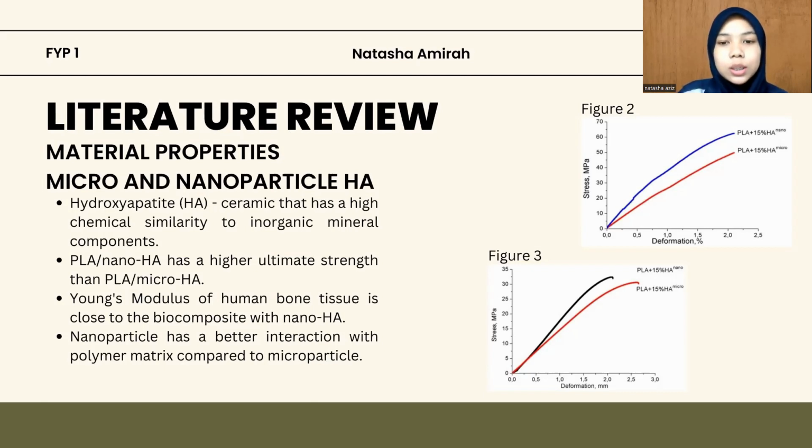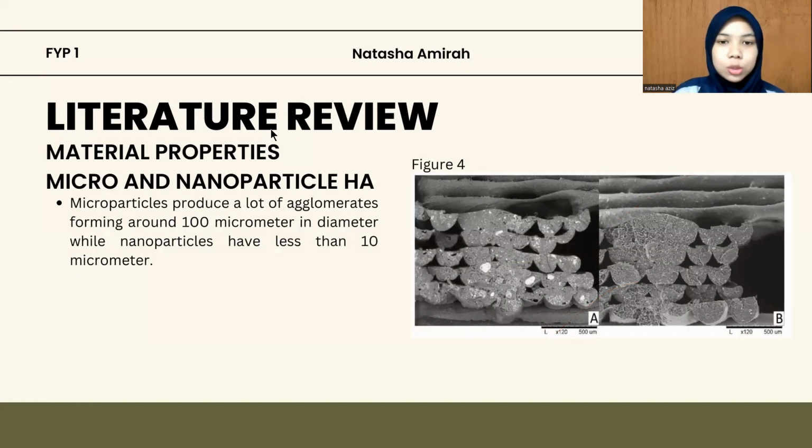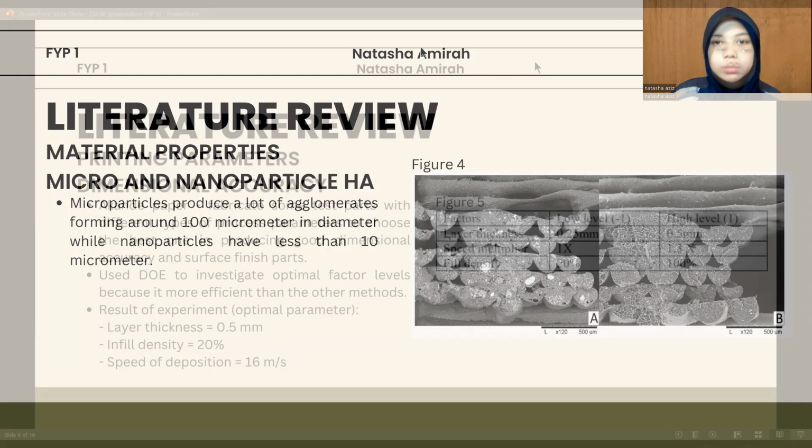Figure 3 shows the nanoparticle has a better interaction with polymer matrix compared to microparticles. Scanning electron microscope, SEM, was conducted to observe the brittle fracture after performing the 3-point bending test. Figure 4 shows that microparticles produce a lot of agglomerates measuring around 100 micrometer in diameter while nanoparticle has less than 10 micrometer, where they show a better distribution in the polymer matrix.